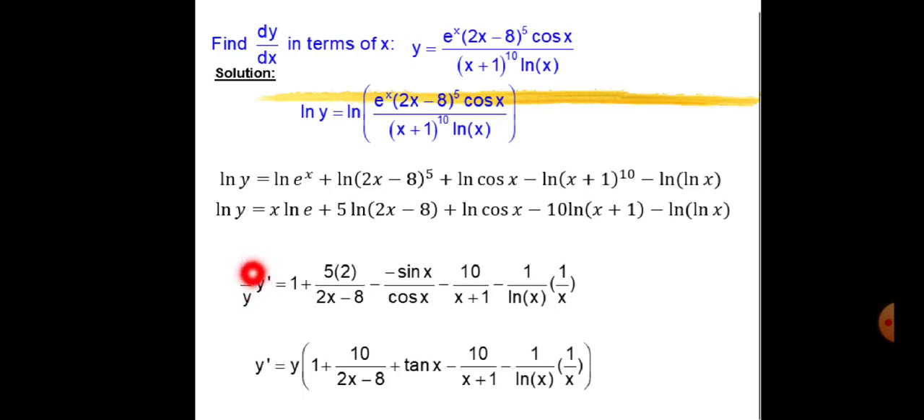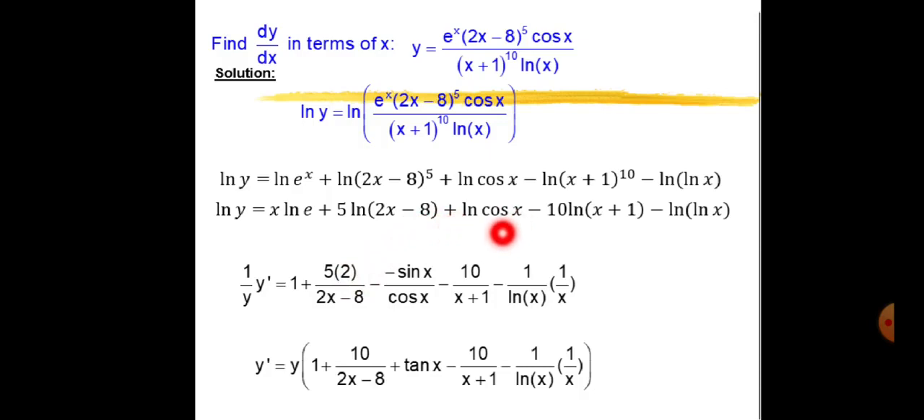Ln y is y prime over y, or 1 over y times y prime. Ln e equals 1, and derivative of x equals 1, so we have to write x here, plus 5 ln 2x minus 8. Ln u is u prime over u, so you have to copy paste the 2x minus 8 down, and find the derivative of this. Derivative of 2x minus 8 is 2.